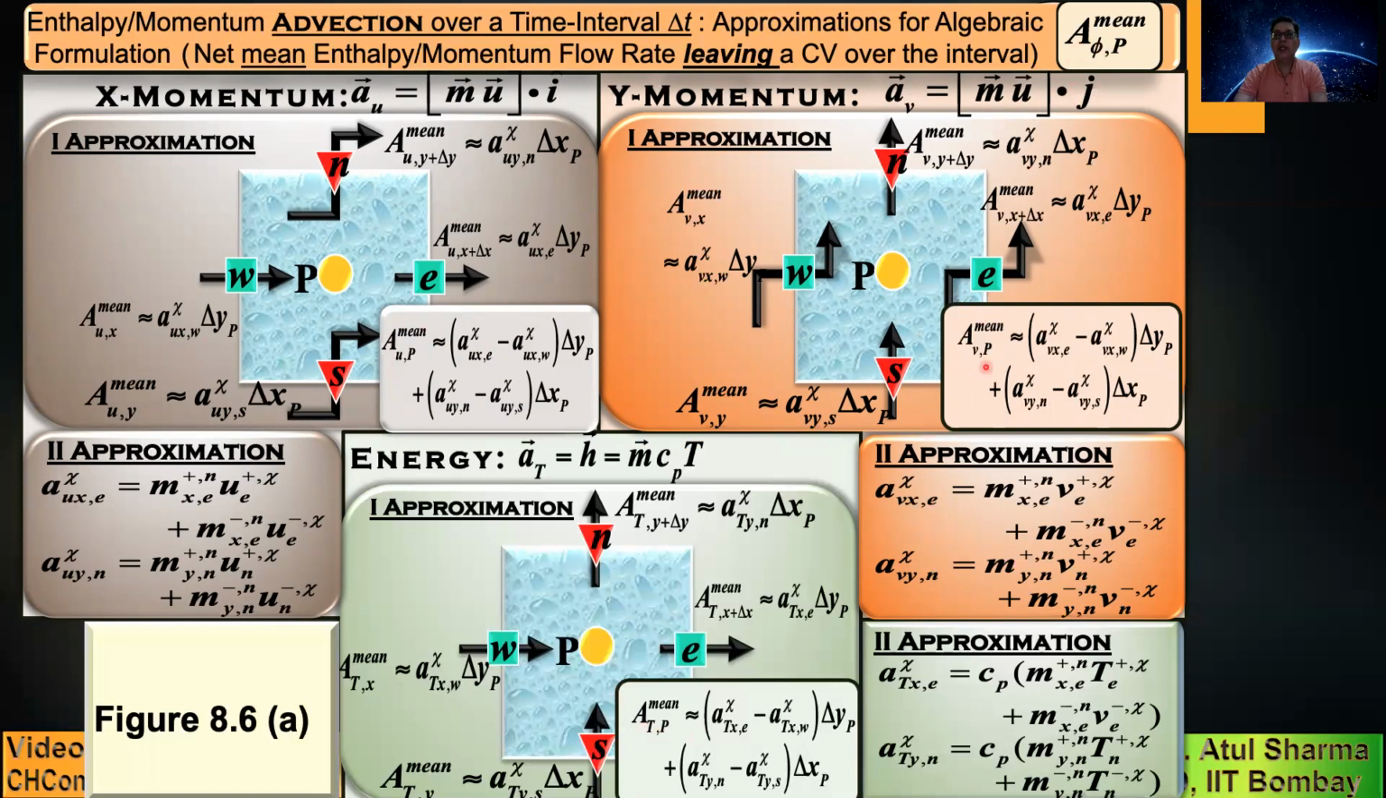Note that these generic symbols are used in a subroutine. When we have a separate call for x momentum, we call this subroutine with phi equal to u. For y momentum, we call it with phi equal to v, and for energy, phi equal to t.